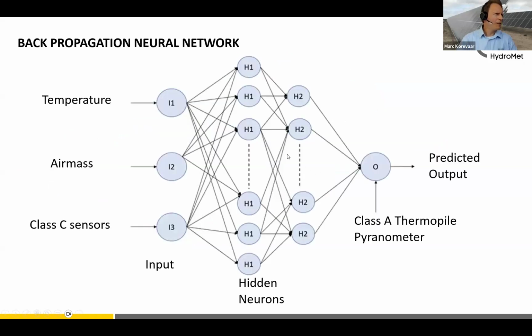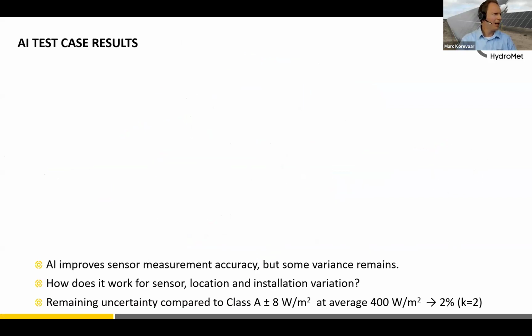Now, a bit more in detail shows you which kind of inputs we used in this example. As an input here, we had the temperature, the air mass, which is dependent on the zenith angle of the solar irradiance, and the input from the Class C sensors. And then at the output, we had the Class A output to compare with. And then after training of the network, we obtained the predicted output.